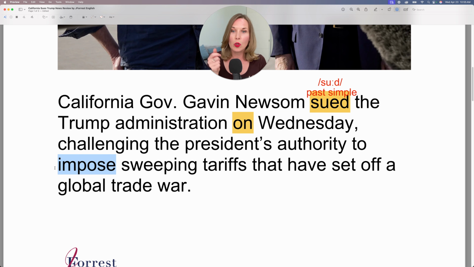This is the verb choice that you use with a tariff. You impose a tariff. In the context of the government, the government imposes laws, imposes policies. A corporation can impose a dress code, how you're supposed to dress. So companies can impose things as well.